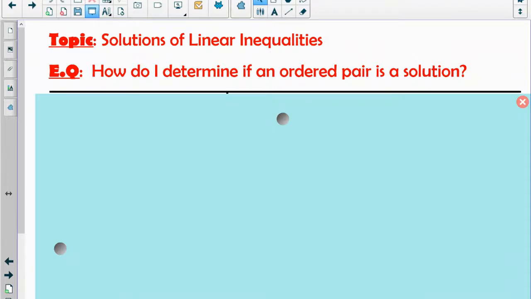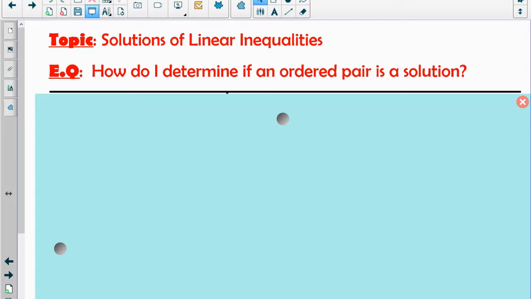Hey there. Today we're going to talk about the next step of our inequalities unit. We're going to extend into linear inequalities, which we're going to graph on the coordinate plane instead of just graphing the solutions on a number line where there's only one variable. So today we're going to start with looking at solutions of linear inequalities. And our essential question is, how do I determine if an ordered pair is a solution?